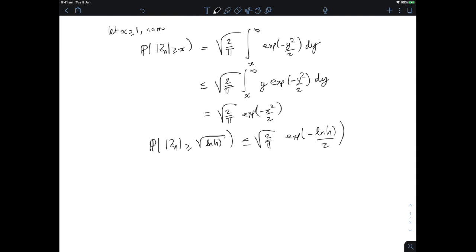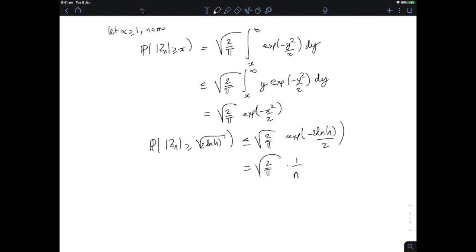And just to simplify this matter, I want to get rid of this divided by 2. So I'm going to put a 2 here. So then I get a 2 there. And therefore I get square root 2 upon pi exponential minus log of n, which is 1 upon n. Now 1 upon n is certainly a decay. It's not a very fast decay. In particular, this is not summable in n.